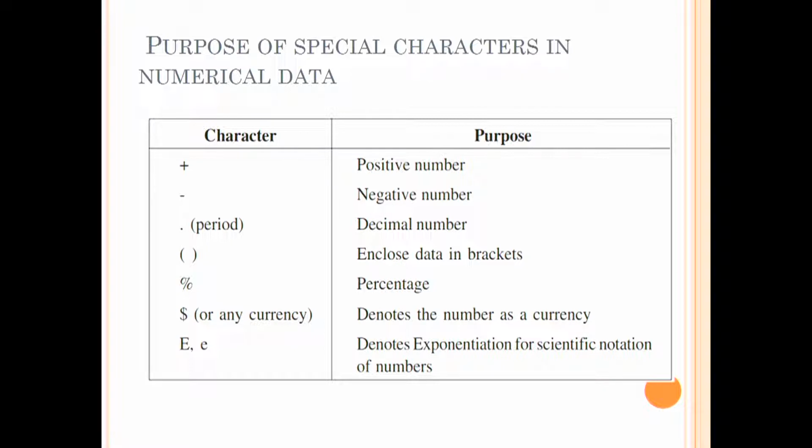The brackets enclose data, so if you have to enclose any data, then you have to use these brackets. Then the percent sign is obviously used for percentage. Dollar or any currency sign denotes the number as a currency. The capital E or small e denotes the exponential for the scientific notation of numbers. So these are some of the characters and their purpose.